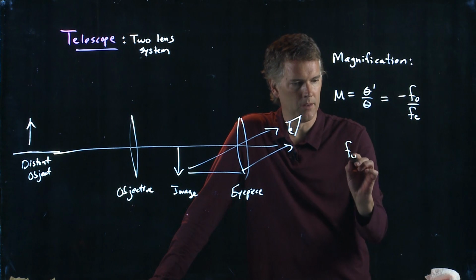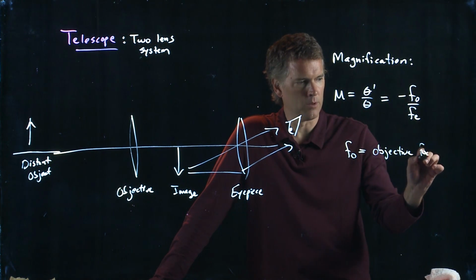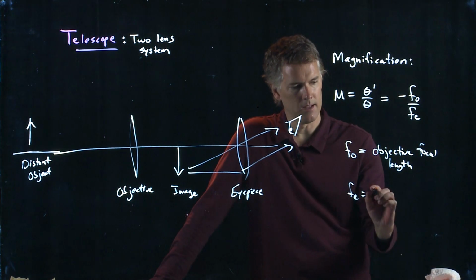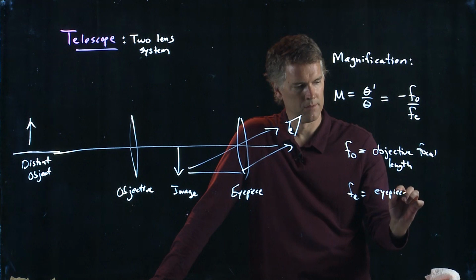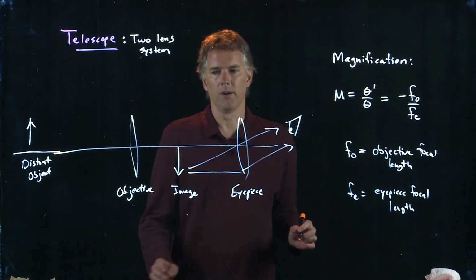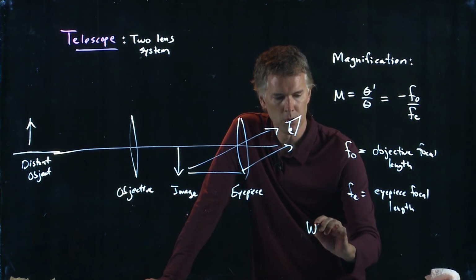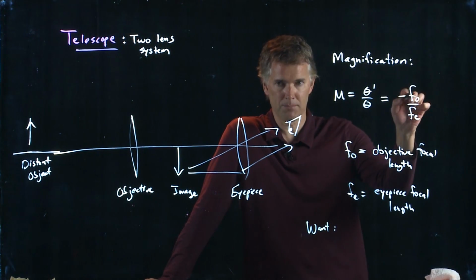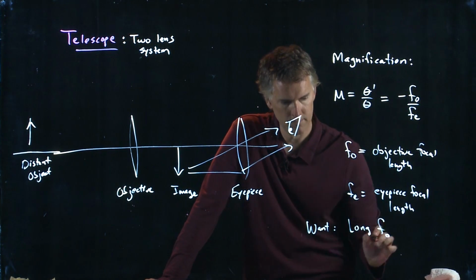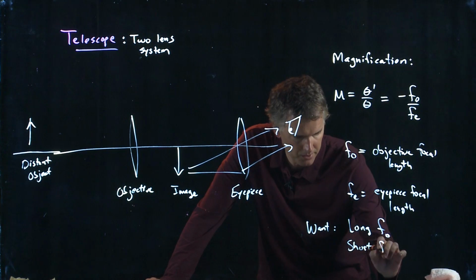Don't worry about that. This is still the objective focal length. FE is the eyepiece focal length. So in your telescope, if you want a large magnification, then you want the number up top to be big. You want a long focal length objective, and you want the number in the bottom to be short.